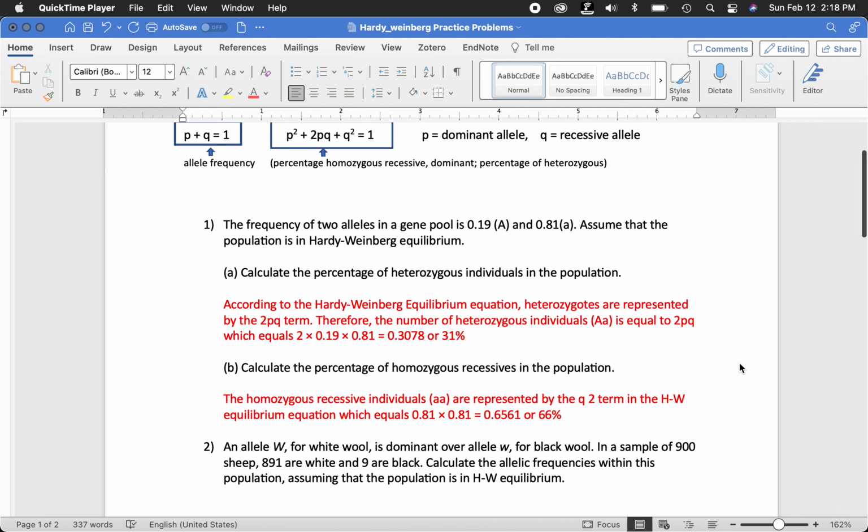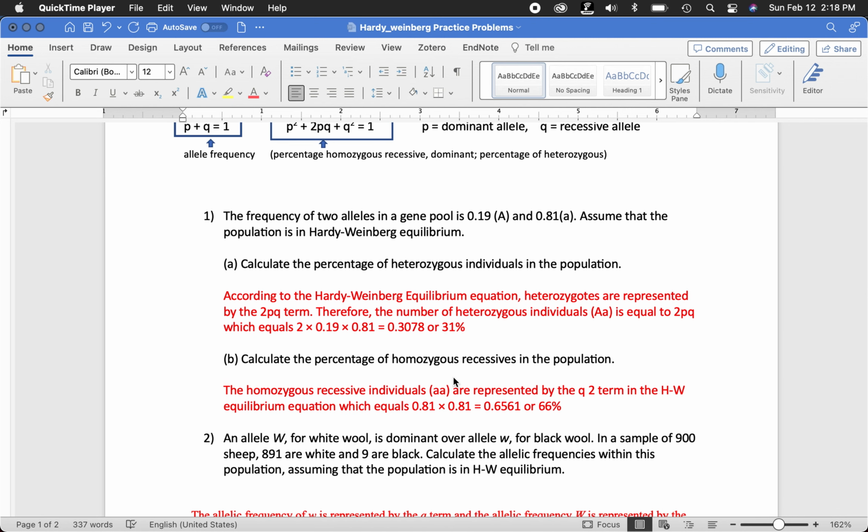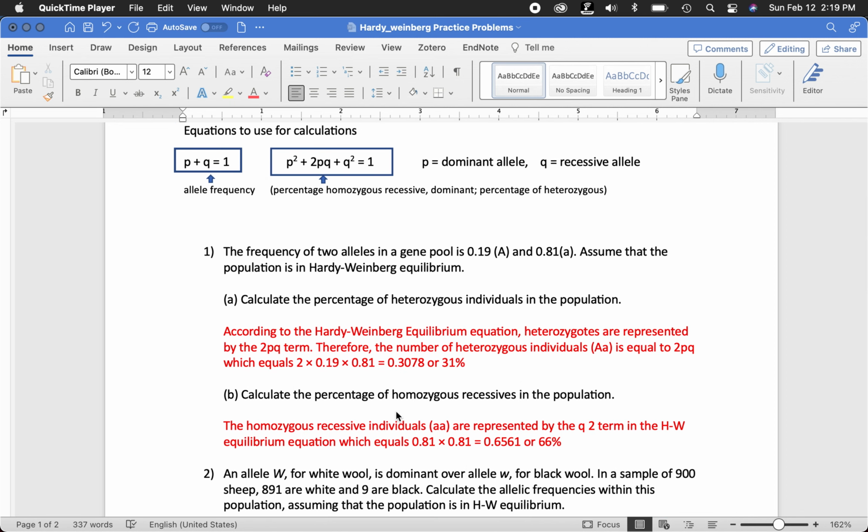Moving to the next part of this. Calculate the percentage of homozygous recessives in the population. Again, it's already asking for a percentage of homozygous recessives, so you should be referring to this equation. And the part of the equation that refers to homozygous recessives, remember recessive allele is represented by Q. Where is Q here? Well, it says that Q should be squared. We already know the allele frequency for Q, which is 0.81. So Q squared, or 0.81 squared, is 0.6561, or the same thing as saying 66%.